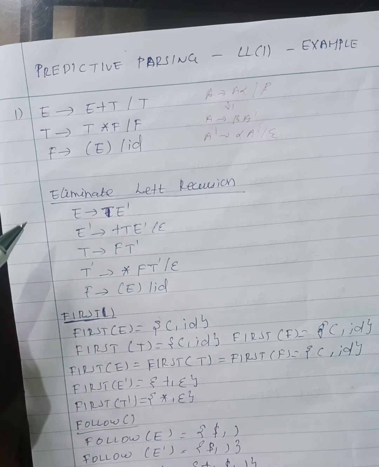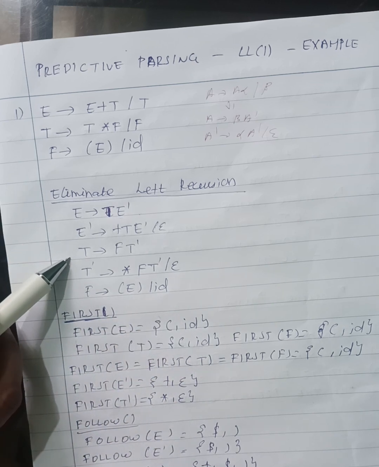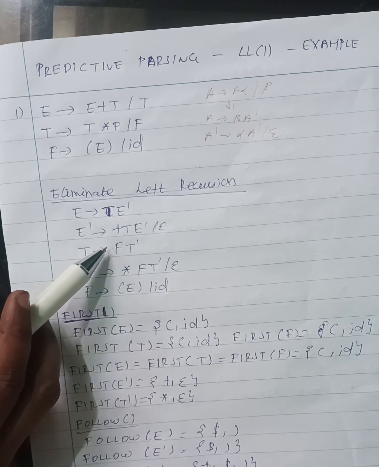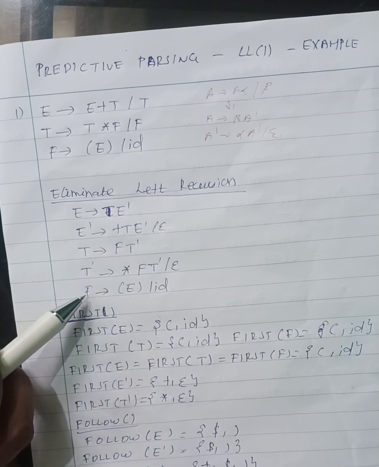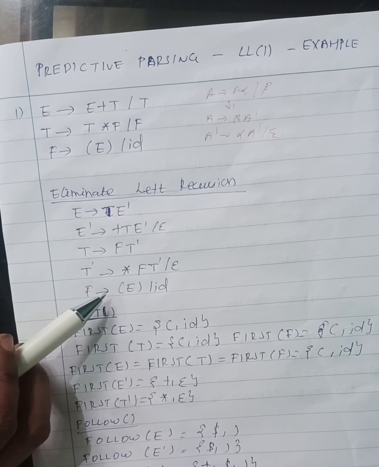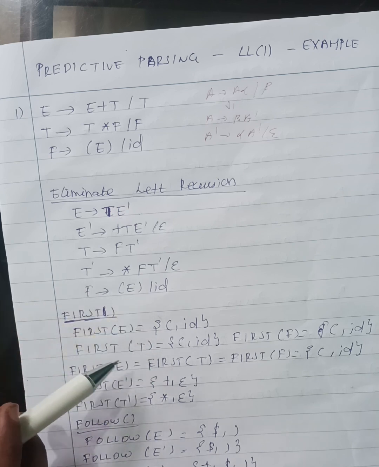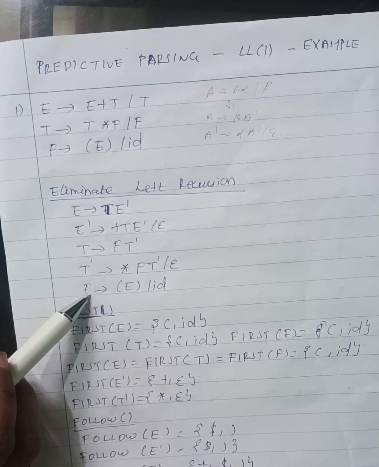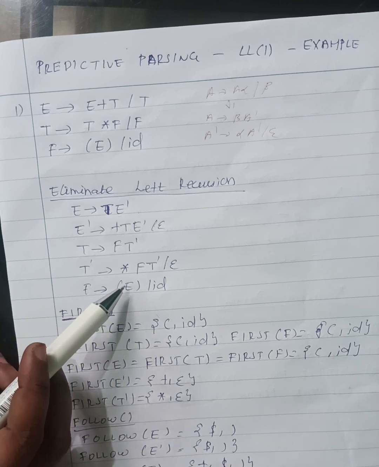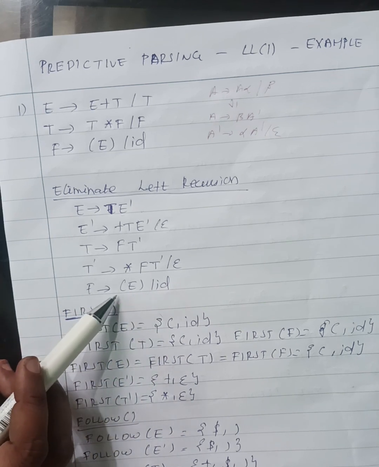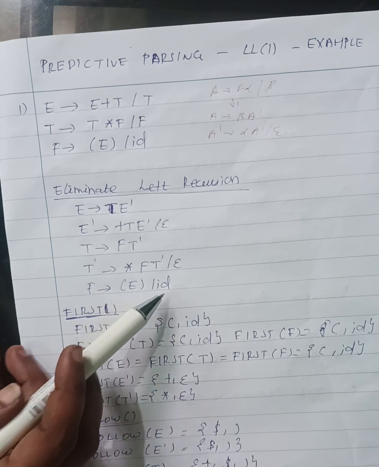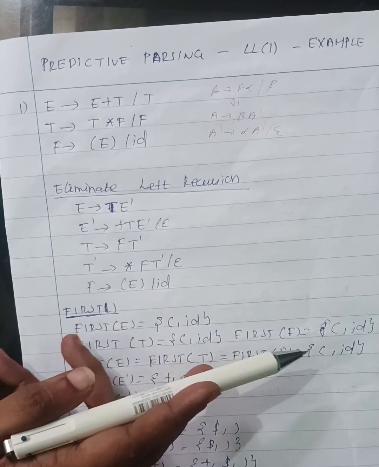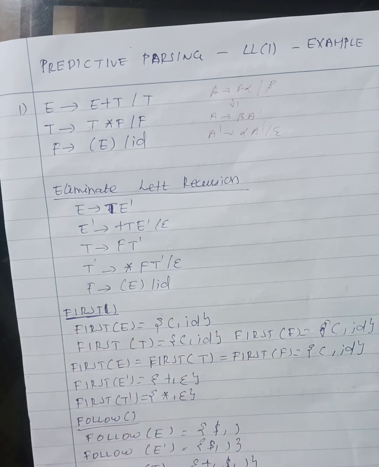Then we move to first of T. T tends to F T dash, so we have to calculate the first of F. Then we move to the production rule of F. F tends to open parenthesis or ID. So first of T is also open parenthesis, ID. Then we calculate first of F. First of F is open parenthesis or ID. So first of E, first of T and first of F are all open parenthesis comma ID.